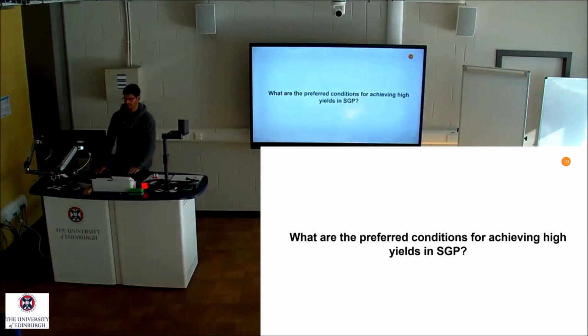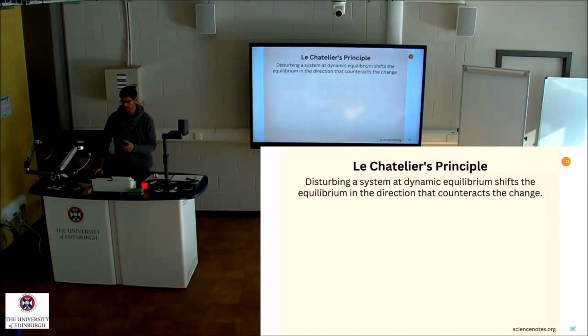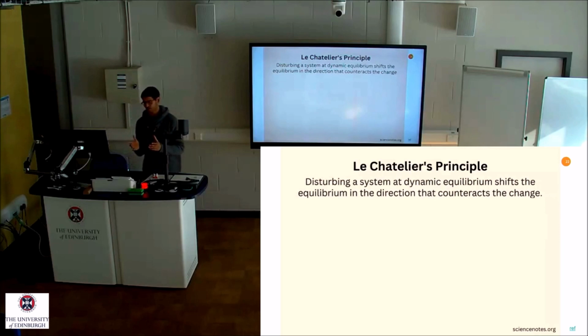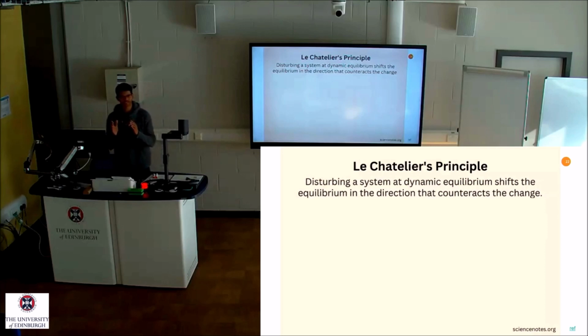So what are the preferred conditions to achieve high yields in SGP? It's a really interesting question. Before I go directly to the preferred choices to get the higher yield, I'd like to explain a little bit about Le Chatelier's principle. I don't know if you know about this, but it's a really useful tool, which can be used not only for predicting SGP but for any type of reaction. If you know the main principle, you can apply it anywhere, not only in SGP, but also in CGP or any kind of normal reaction, radical reactions, or any other reactions.